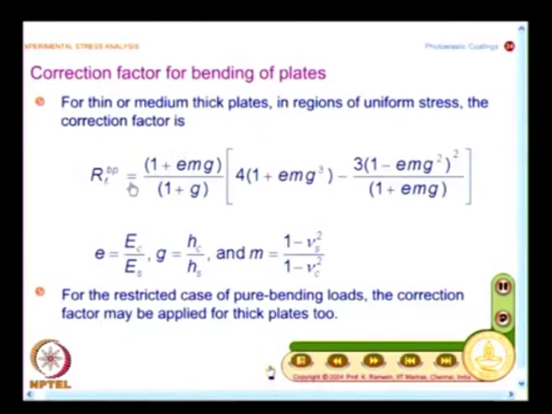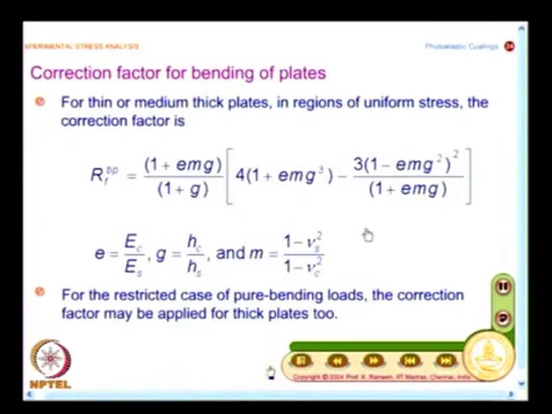I have R of BP is given as 1 plus EmG divided by 1 plus G into 4 into 1 plus EmG cube minus 3 times 1 minus EmG squared whole squared divided by 1 plus EmG. And this is for a generic expression. For the restricted case of pure bending loads, the correction factor may be applied for thick plates too.